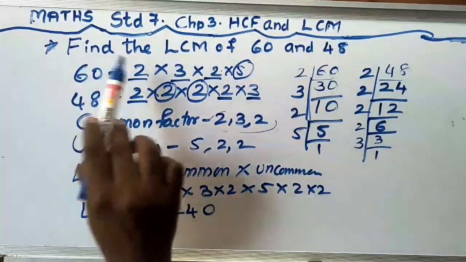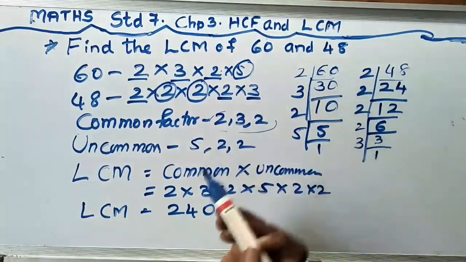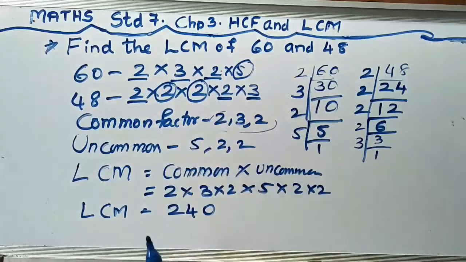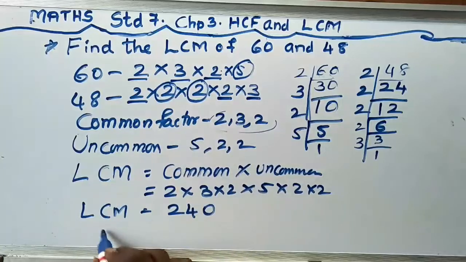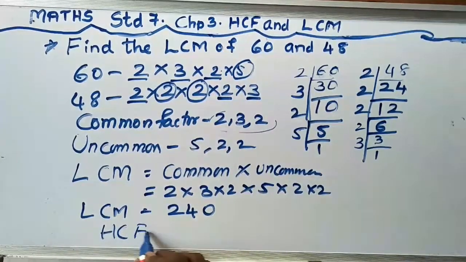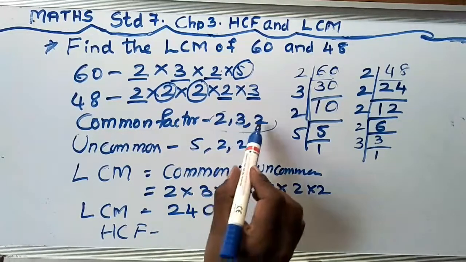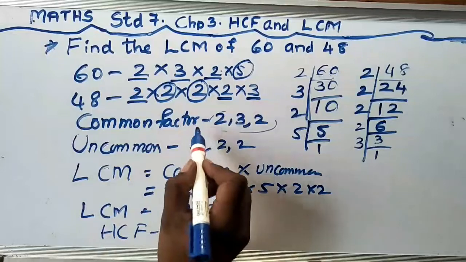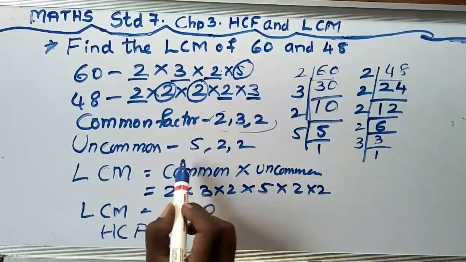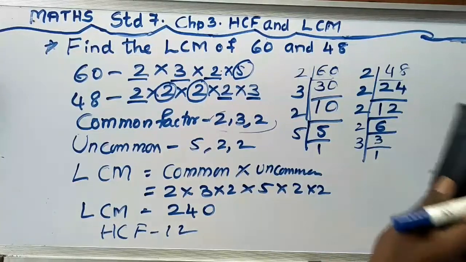If the question is find the HCF and LCM of 60 and 48, you can do both in the same sum. First you should find the HCF, same method. If you want to find HCF, only the common factor is already given. So 2 3s are 6, 6 2s are 12. Your HCF is 12. But for LCM, you have to proceed further, find the uncommon, then multiply the common factor and the uncommon factors.